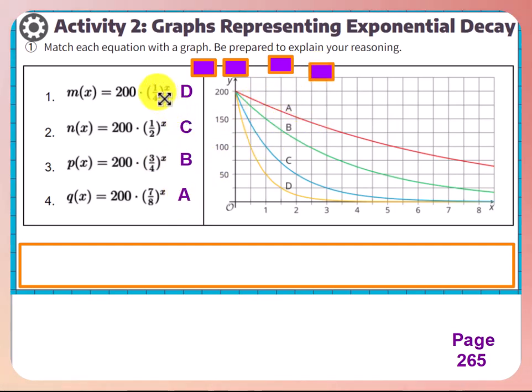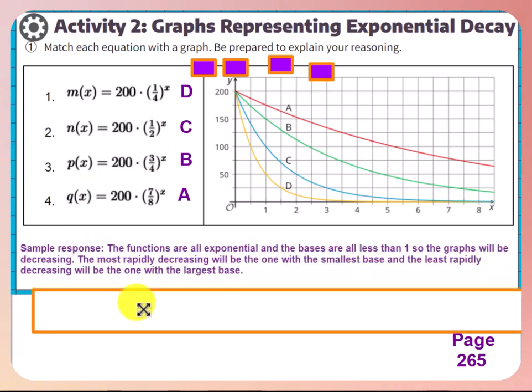This is the smallest one, so it's going to drop quicker. This is the next smallest, so it's going to drop the next quickest. The 3/4 is the next in order, so it goes here. And the 7/8 is closer to 1. So remember, 1 would be like a straight line, but this is going to drop less quickly. Let's take a minute to look at that.